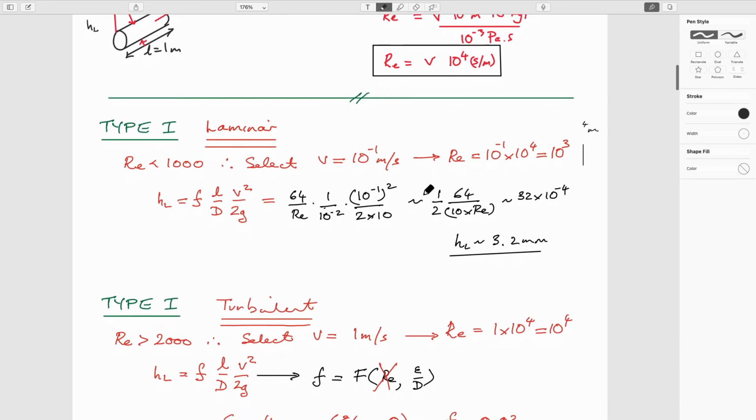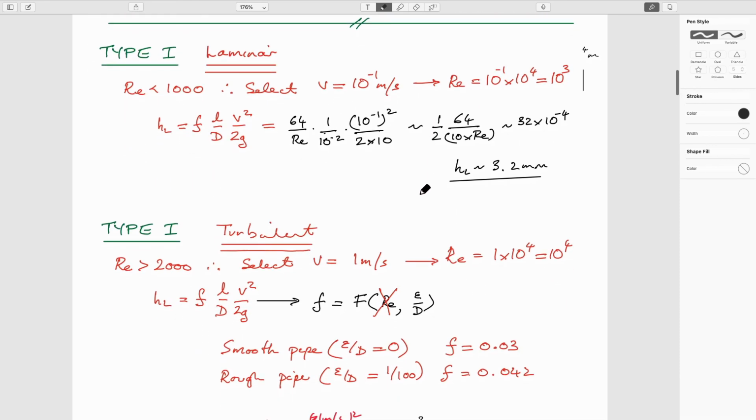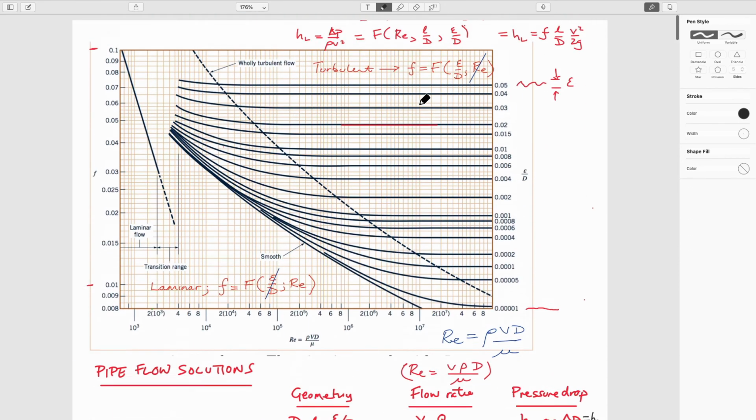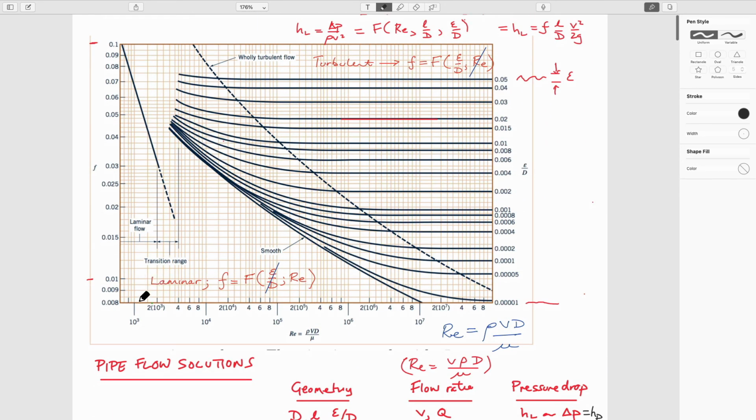And we can do the same things we did last time. This is exactly what we did last time. Just to repeat it, we can get the head loss. We choose a velocity that makes sense for us to get laminar flow. 10 to the 4 times 0.1 is 10 to the 3. 10 to the 3 would be this term here, which would give us, whoops.